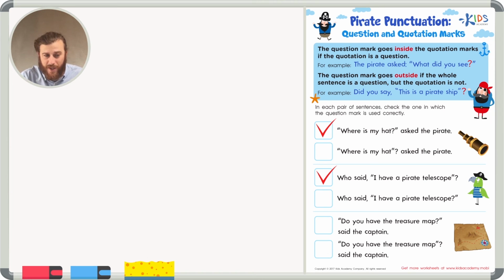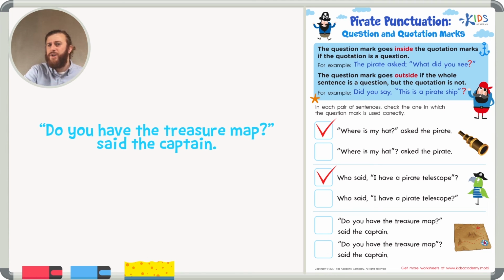Let's look at the third question and the third pair of sentences. "Do you have a treasure map?" said the captain. In this question, the question mark is inside the quotations. "Do you have a treasure map?" is a question, and those are the words inside the quotation marks. This means the question mark is in the correct place inside the quotation marks.